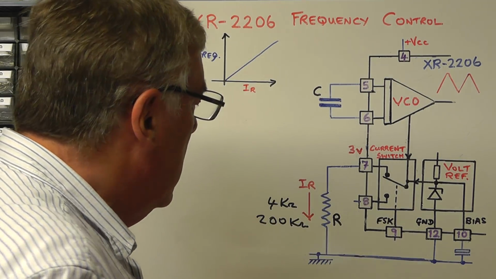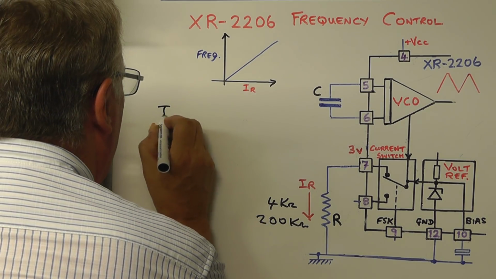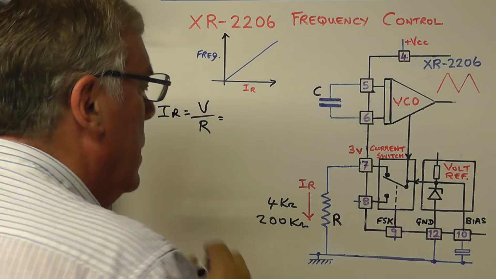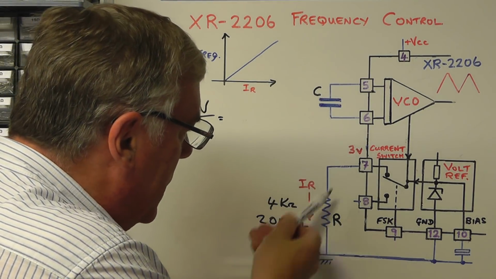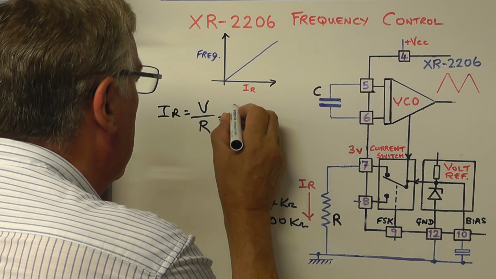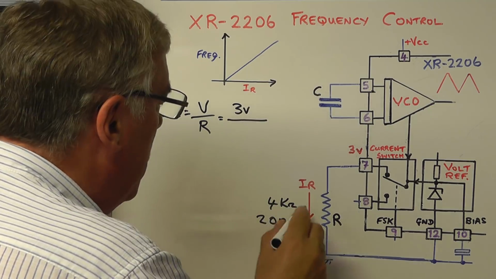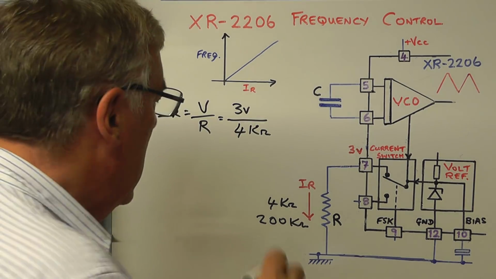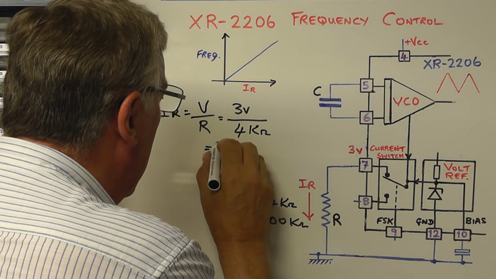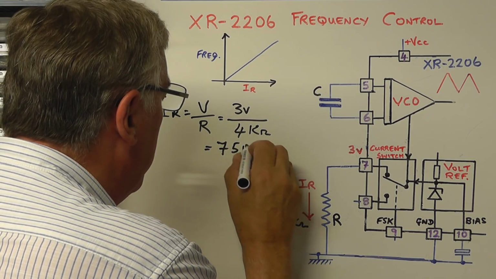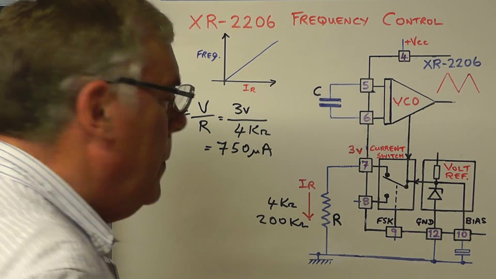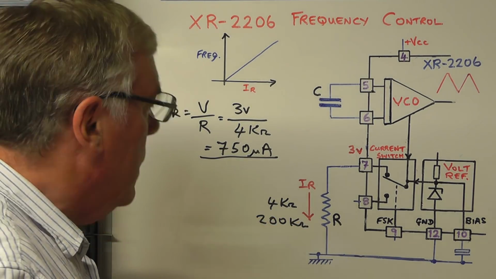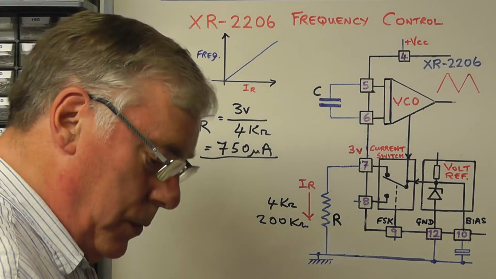timing resistor. So if we calculate that out, we know that IR is equal to the voltage divided by the resistance. Now we know that the voltage on the top of the timing resistor is always fixed at 3 volts, so that's a fixed constant voltage. And if we take the value of 4k first of all, we divide 3 volts by 4k, and if you do the calculations for that, you'll get a current of 750 microamps. So 750 microamps is our maximum timing current that the datasheet is suggesting that we should use.